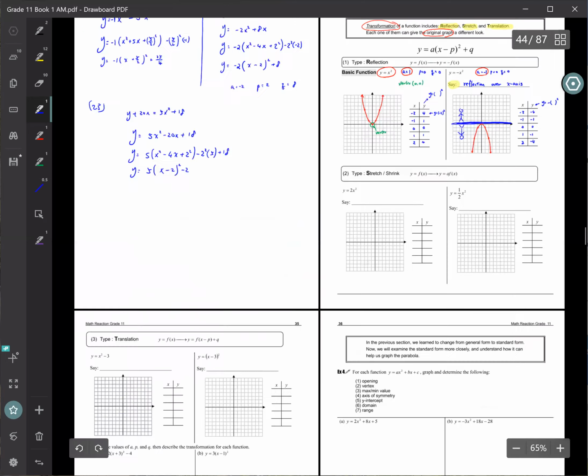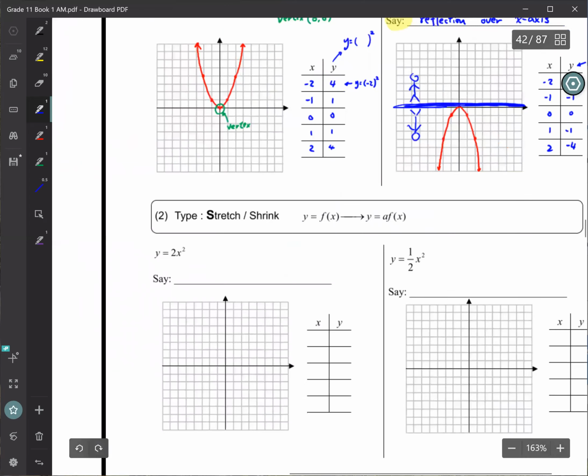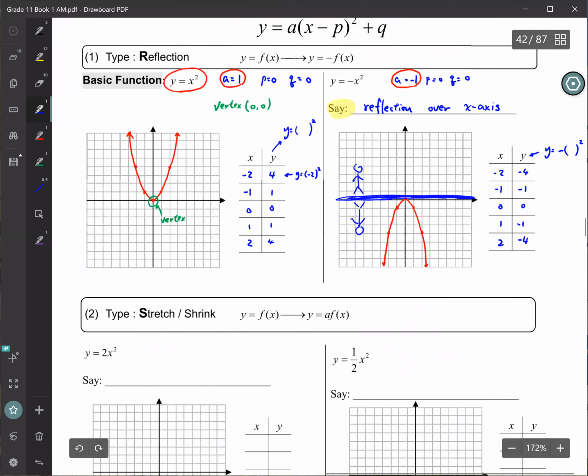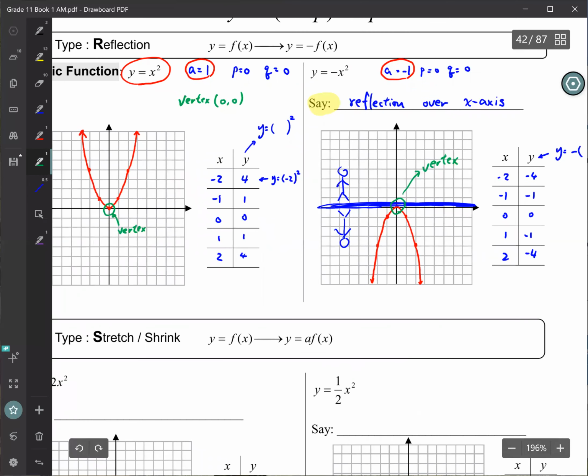All right, perfect. Let's look at number 2. So far, also we added in, this part we forgot, the vertex is still in the same place. This is the vertex. This time the vertex is actually the highest point, not the lowest. So the vertex is at 0, 0 again.